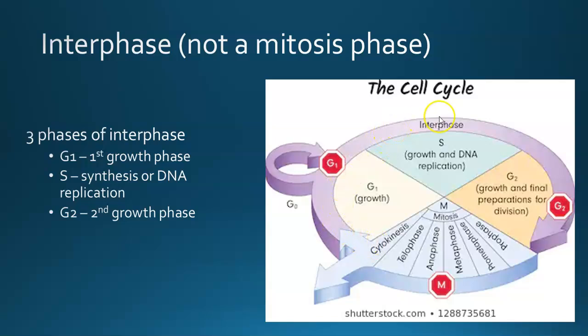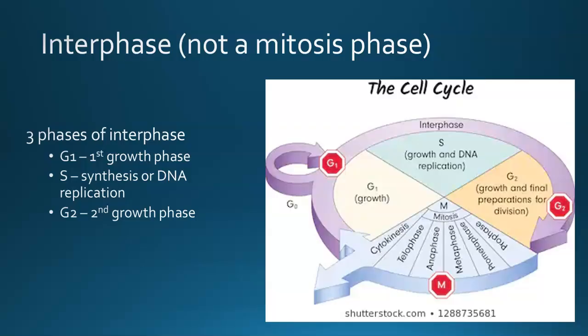But cells spend most of their time in this phase right here called interphase. This is where they grow, they replicate their DNA, and then they grow and continue their final preparations for mitosis and cell division. So after mitosis occurs and cells divide, right, through the process of cytokinesis, they split into two daughter cells. What happens, right? Well, they enter interphase. Cells will then go through the process during interphase of cell differentiation and specialization. So that's what we're going to talk about today.